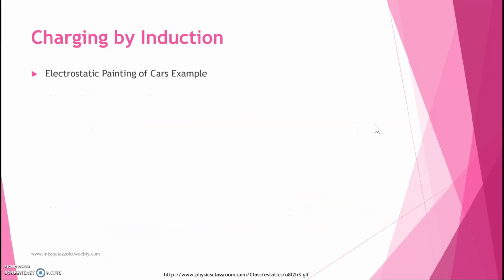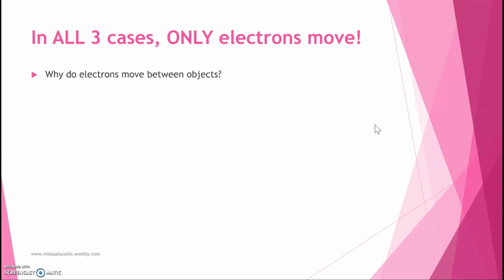In class, we're going to talk about electrostatic painting of cars and how induction is involved. In all three cases of charging by friction, charging by contact, and charging by induction, only the electrons move. That's really important. That's the staple idea here. Only electrons move. So why do electrons move between objects?